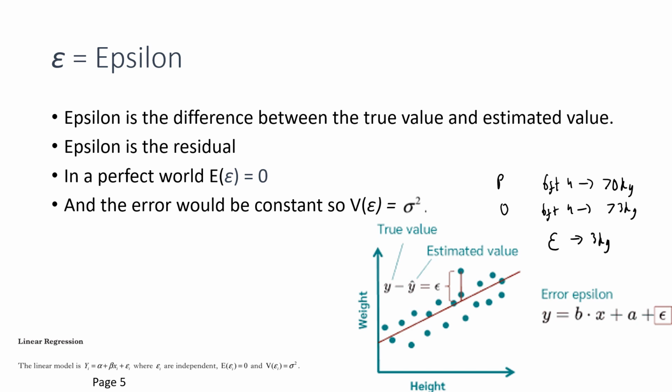Now this could happen the other way around. Maybe our observed value for 6'4" is 67 kilograms, and that would make our epsilon negative 3 kilograms. And what we're hoping when we have this linear model is that our expected epsilon is 0. Another way of saying that is that there will be a constant spread. If in total we overestimate by, let's say, 10, we will assume we also underestimate by 10, and they even out, and then if we add them together, we'll get an expected epsilon of 0.